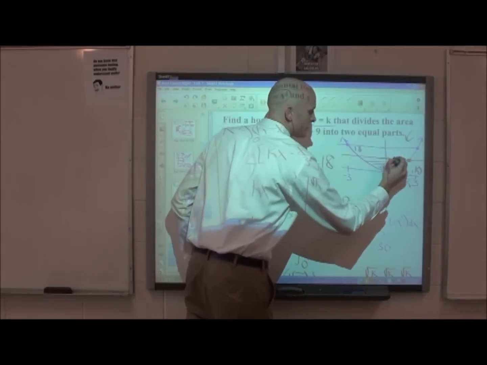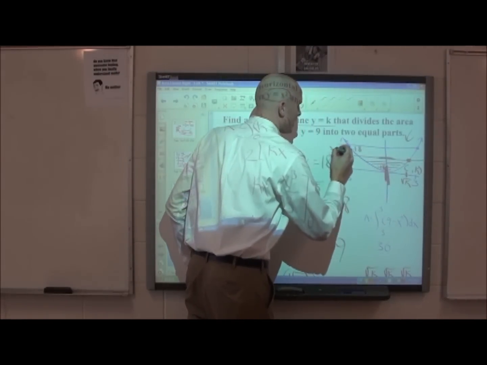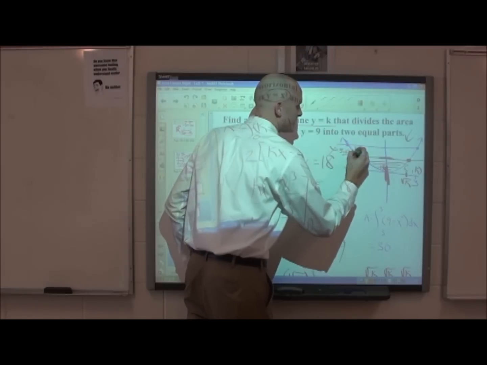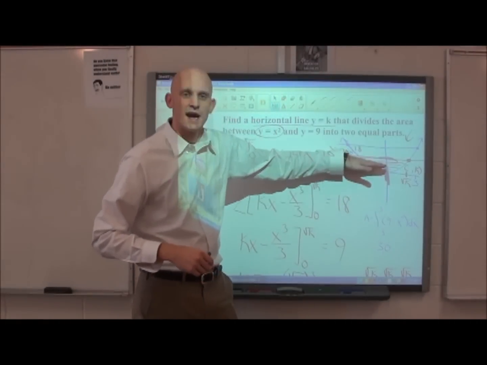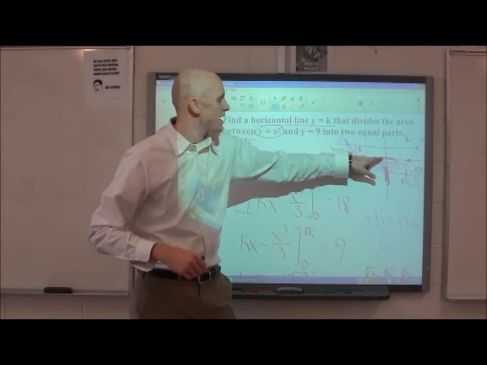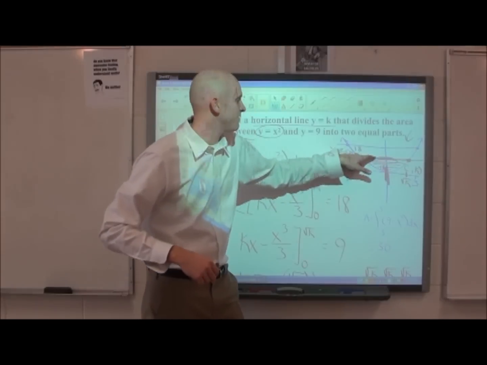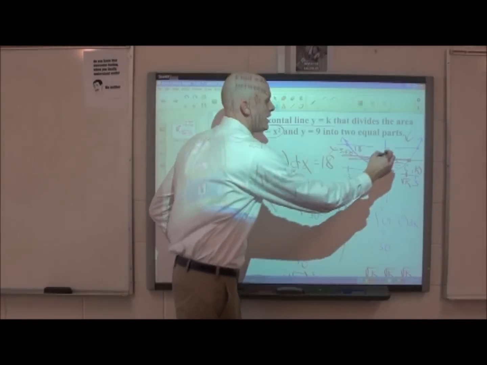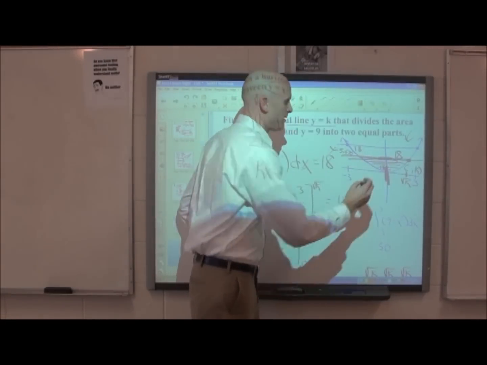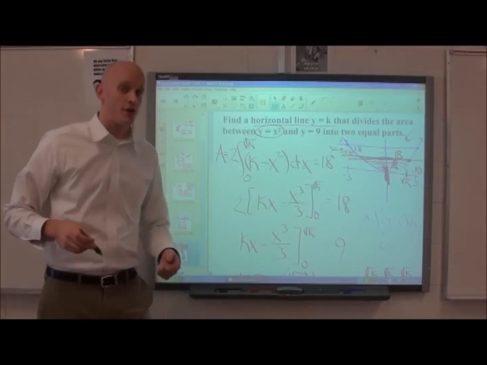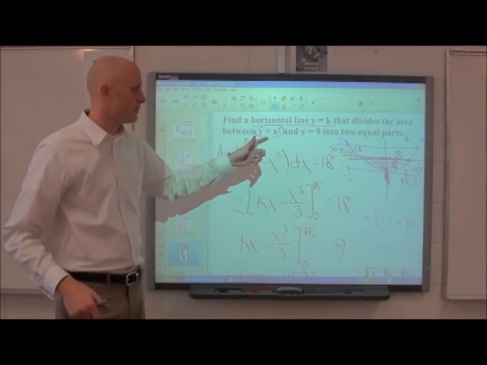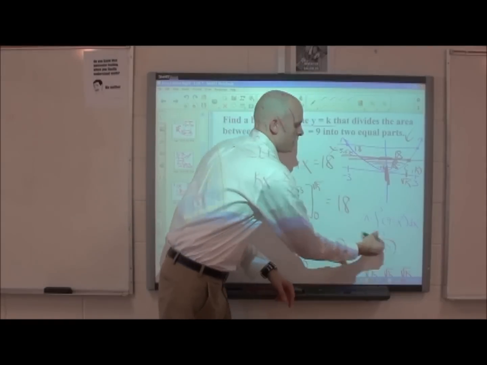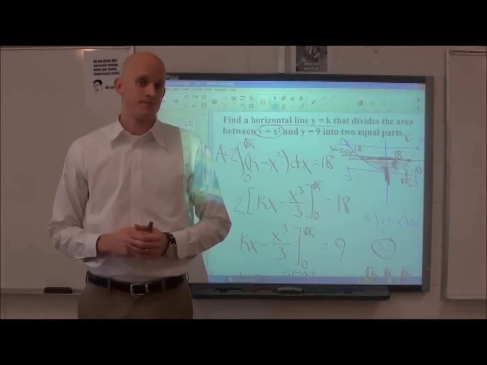This y equals 5.670 is that value of the line that cuts this area exactly in half. This area with this line 5.670, there is 18 square units above the line and 18 square units below the line, giving a total area of 36, which was our original.